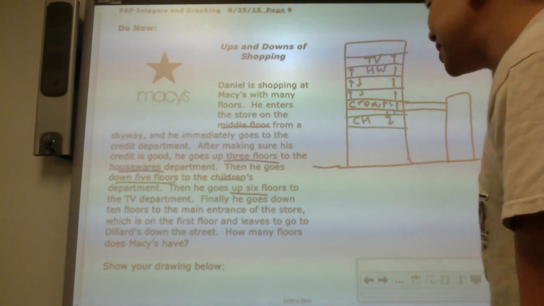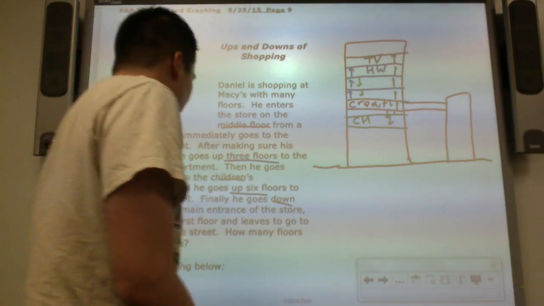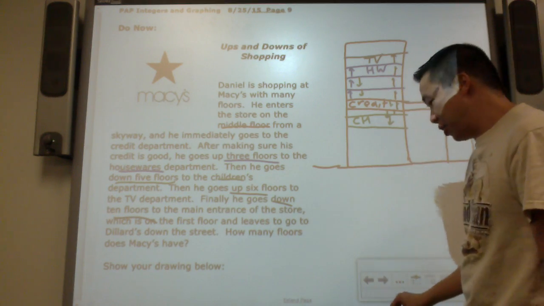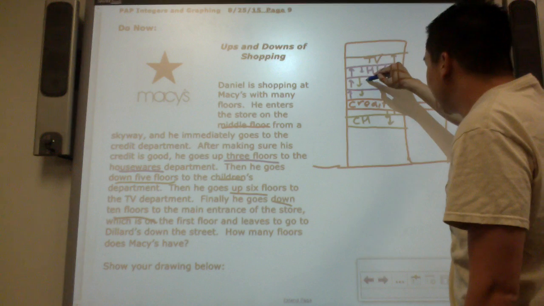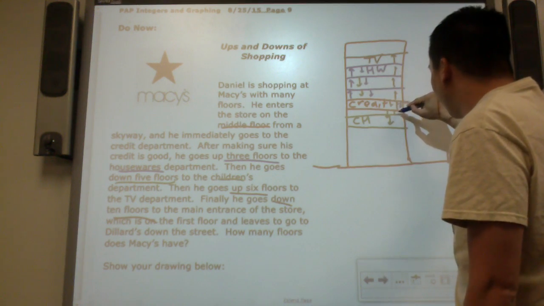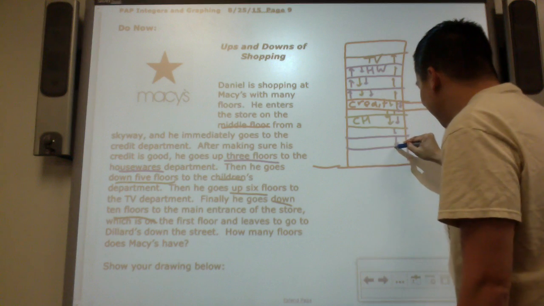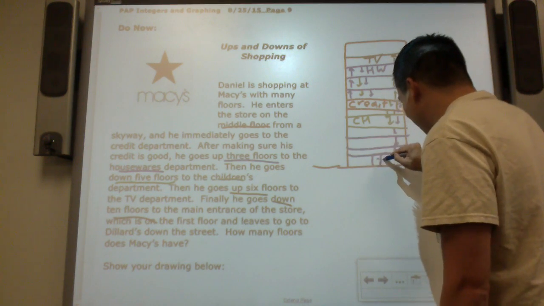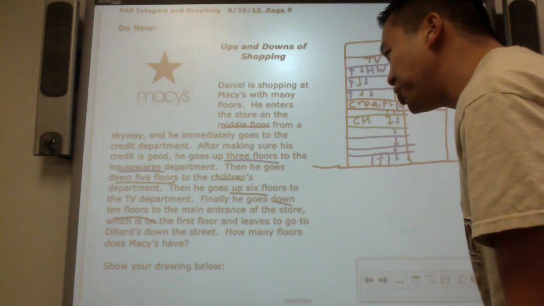But then he goes down 10 floors to the main entrance of the store, which is on the first floor, and leaves to go to Dillard's right here down the street. So I'm at the TV department. Let's go down 10 floors. 1, 2, 3, 4, 5, 6, 7, 8, 9, and 10. This is the door, the entranceway, a revolving door. So how many floors does Macy's have?